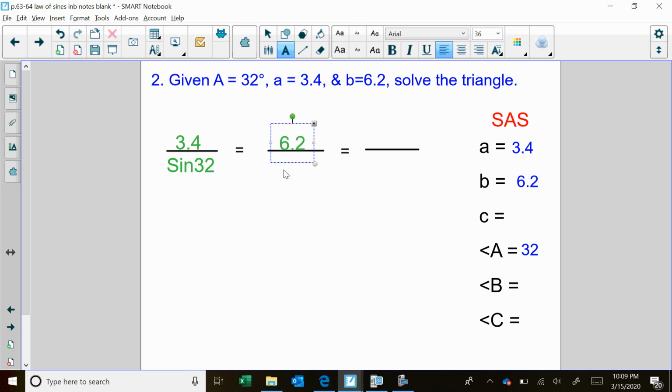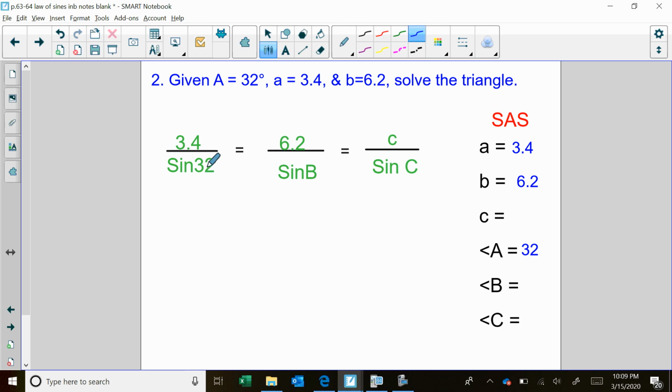6.2. I do not know angle B. I do not know little c. And I do not know big C. So when you look at the three angles, the difference between the previous problem and this one is I only have one angle measure. So I can't subtract from 180 right here. I've got to go through the law of sines in order to find my first calculation.